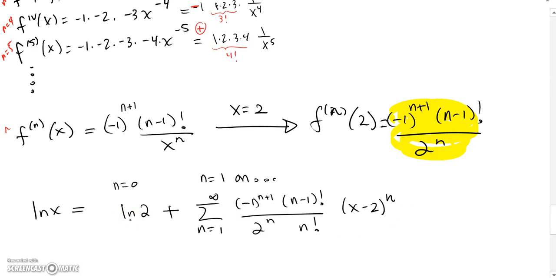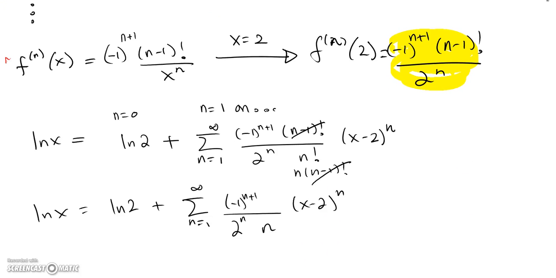The constant term is outside, everybody else gets picked up with the coefficients I found here. And this is just n minus 1 factorial. So those guys will go away. And I have my Taylor series for ln of x centered at 2. I also need the radius of convergence, so let's go figure out the radius of convergence.